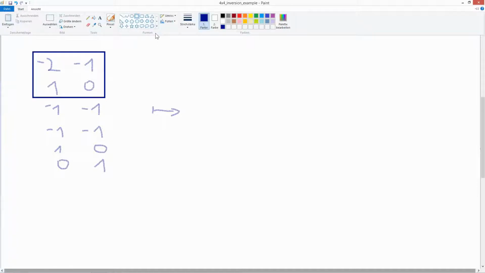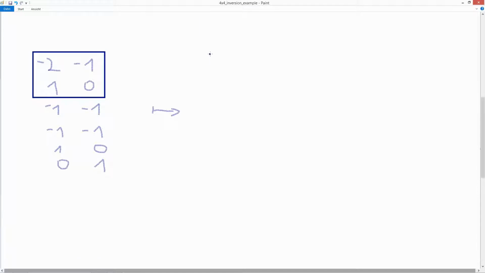Okay, and now we calculate the cross products as before. So we pick the first row under the submatrix here, and we will ignore the rest of the matrix, and then we calculate the cross products of these two vectors here in R3, and we will write the results in the first column of this matrix here.